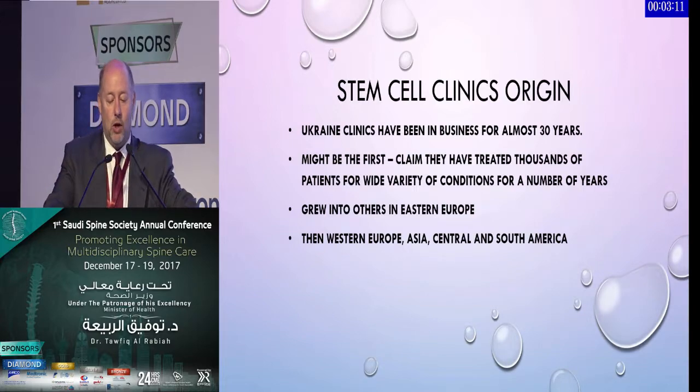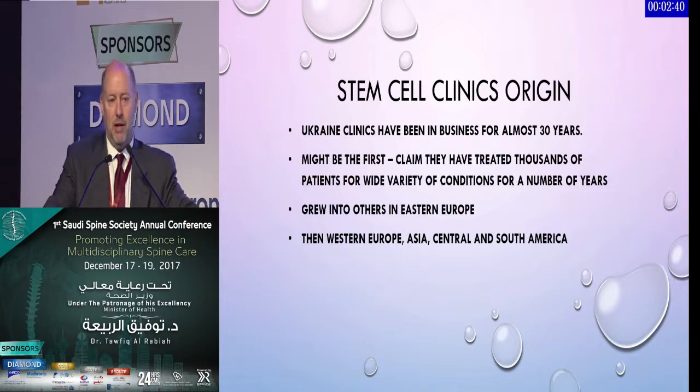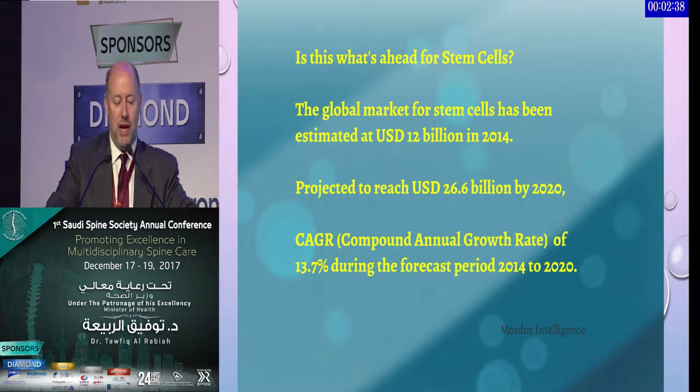So stem cell clinic origins, I traced it back to the Ukraine. They've been in business for almost 30 years. They claim that they're the first. I'm not sure they are. They claim that they have treated thousands of conditions for a number of years. And then it grew into Eastern Europe, Western Europe, Asia, Central and South America, and of course North America. In every country that I've visited, I always go onto the web to see if I can find a local stem cell clinic. There were 4 listed in Saudi Arabia, but I'm not sure that they're actually the same kind of thing. They might be university-based.